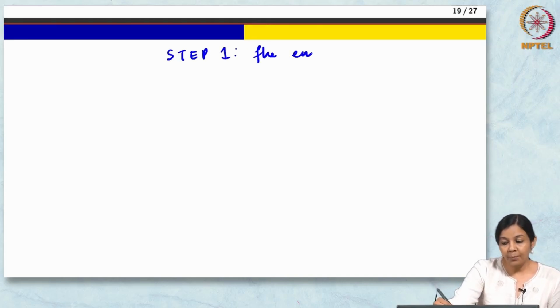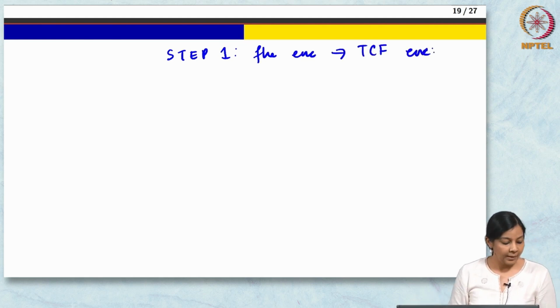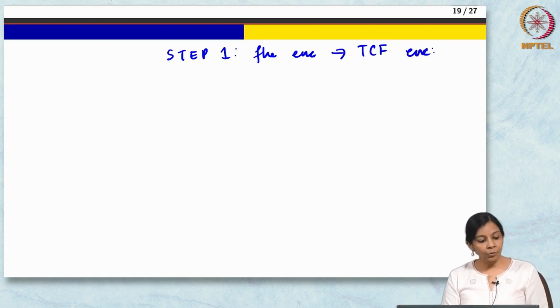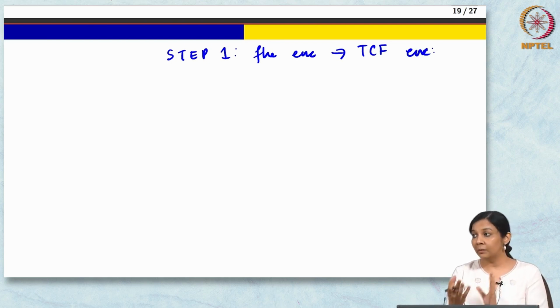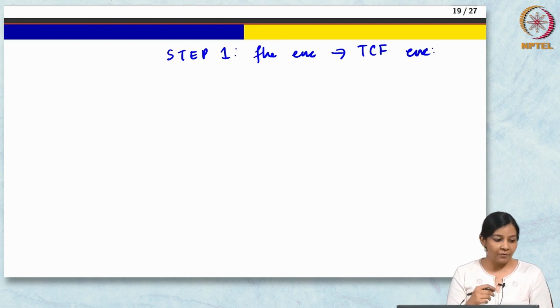So, let us do step 1, which is FHE encryption to TCF encryption. It turns out that there is no generic way to convert an FHE encryption to a TCF encryption, but using existing schemes from the literature, for instance the GSW scheme that we have seen of classical FHE, using certain special algebraic properties of those, you can convert the FHE encryption of S to a TCF encryption of S.